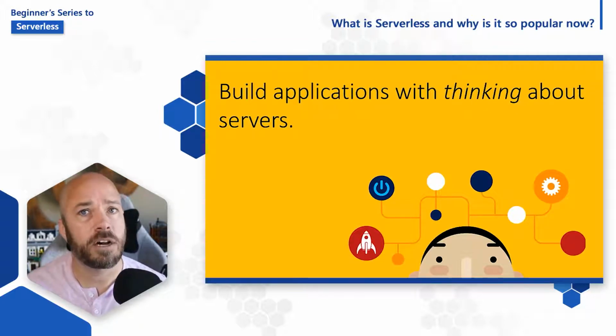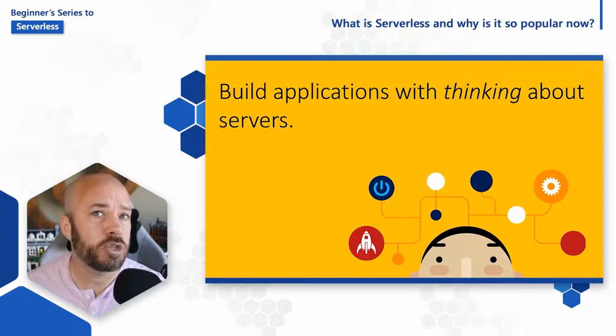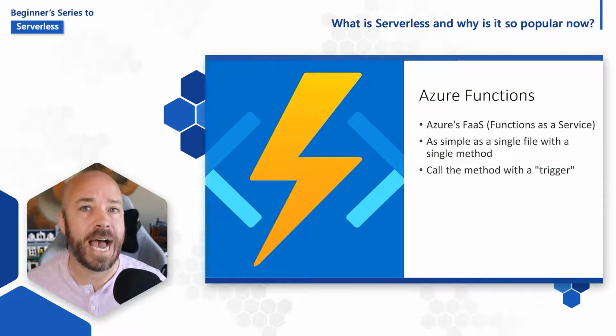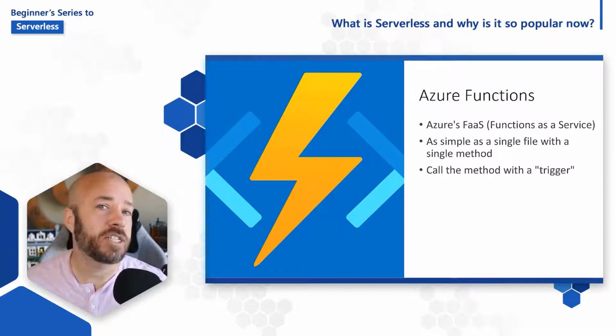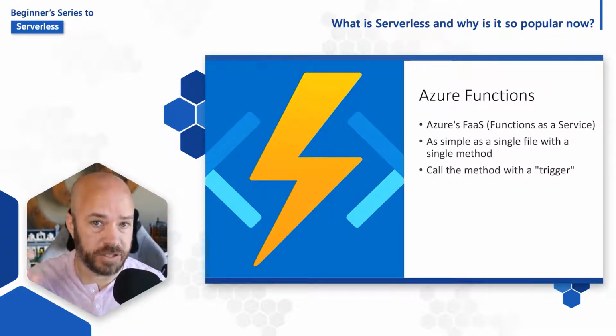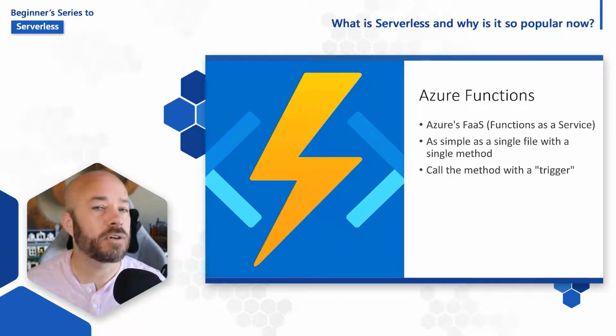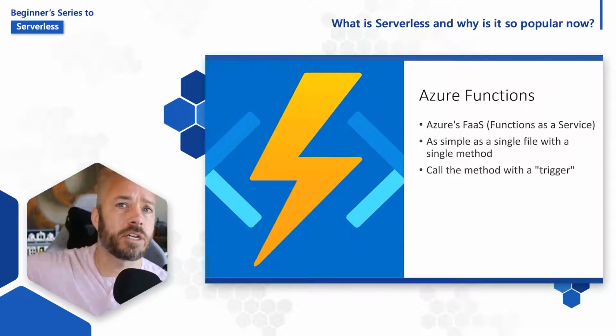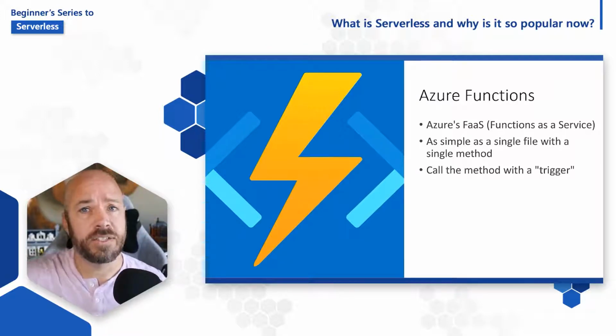Now, it helps to look at a concrete example. The service that most people associate with serverless is something called Functions as a Service. Azure Functions is Azure's Function as a Service offering. With Azure Functions, you create single functions. These can be as simple as a single code file with a single method in it. And you can call that method in a myriad of different ways, like with a URL. You could do it with a timer, like on a schedule, or even when some other event happens somewhere else in Azure. And all of these different ways to execute your function are called triggers.